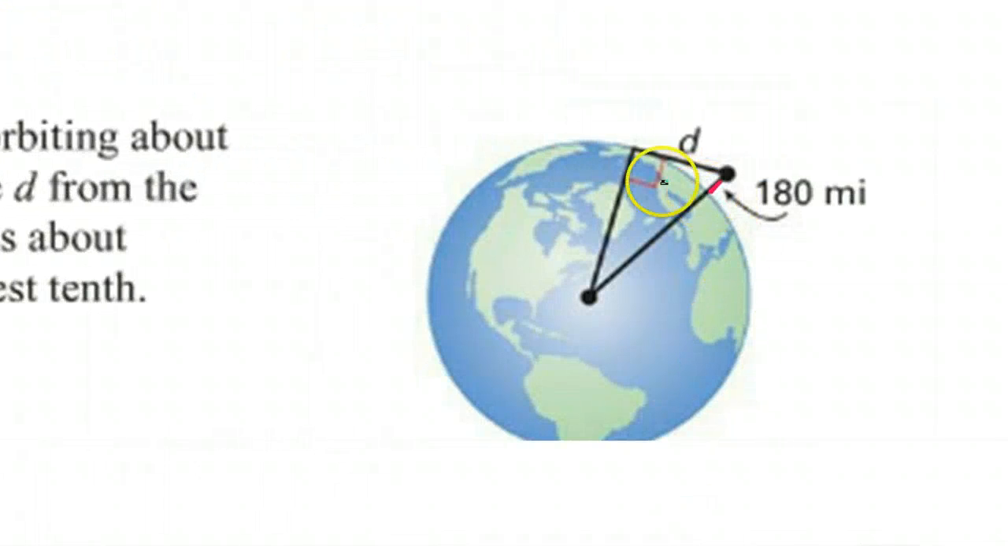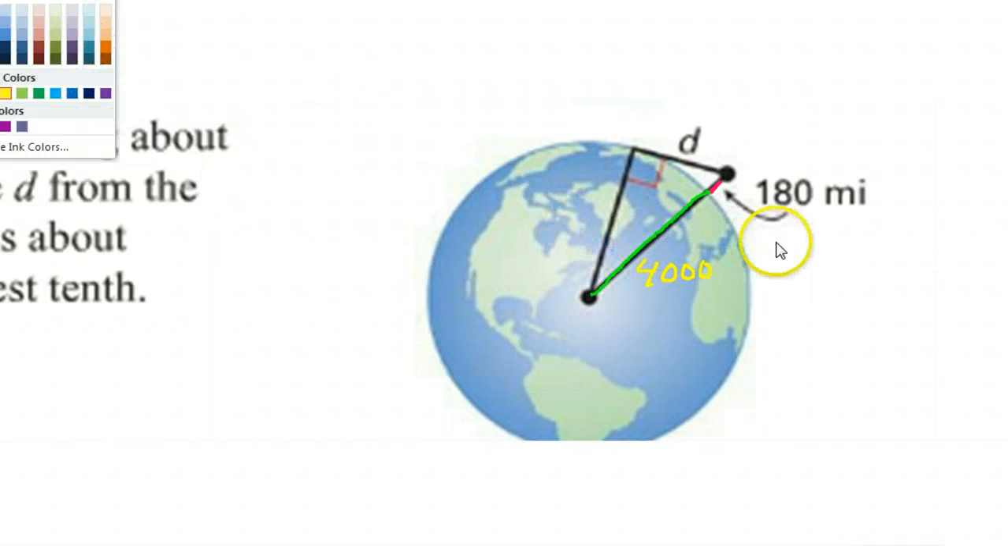So that's this part. Maybe I should change colors. This is the radius of the Earth that I'm drawing here in green, and that is about 4,000. I don't know if you can even read that, but that's 4,000. So the idea is the entire hypotenuse here is 4,180 miles, just adding those two together.